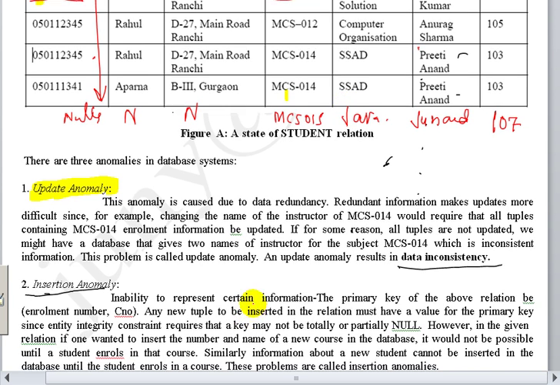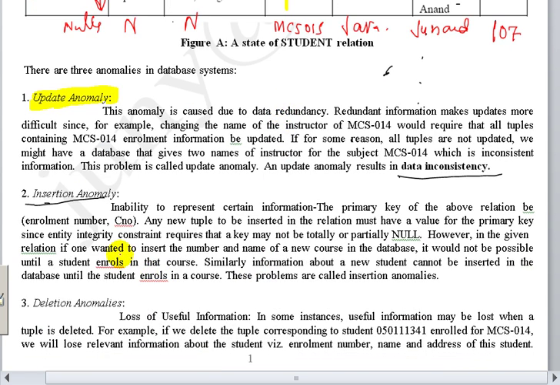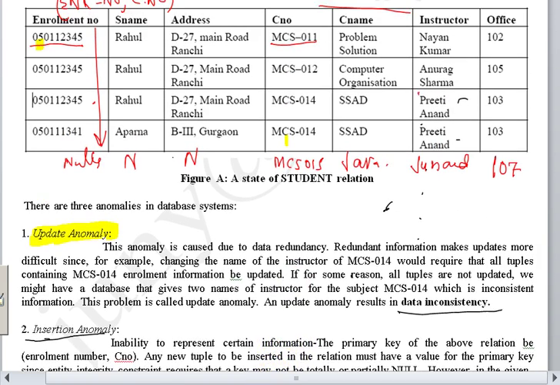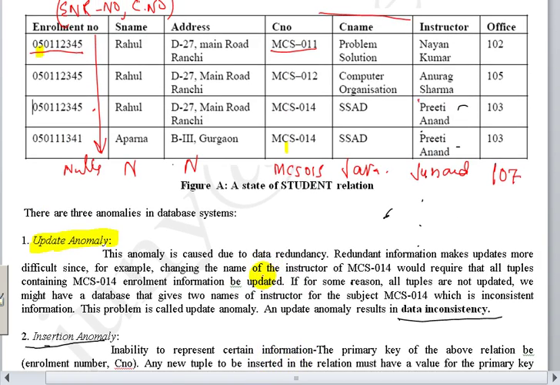You can read the definition later on. It may be written here. Insertion anomaly, it's all written, right? You can read it in a perfect manner. So we are having two anomalies here. One is the update anomaly. What was the update anomaly?